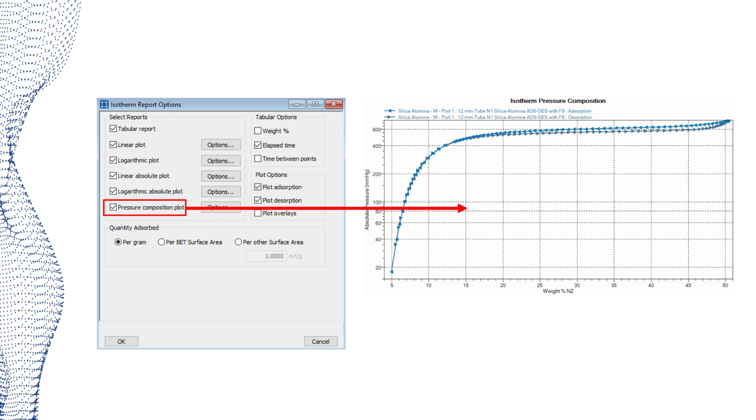This is a different way of looking at these same isotherm data and can give you a sense of how much your material is adsorbing and what the total loading is of nitrogen on your sample. Additionally, with these reports, you'll have the ability to select how you want to see your quantity adsorbed on a per gram basis, which is most often used. However, you'll have the option to also do it per surface area or per another surface area.